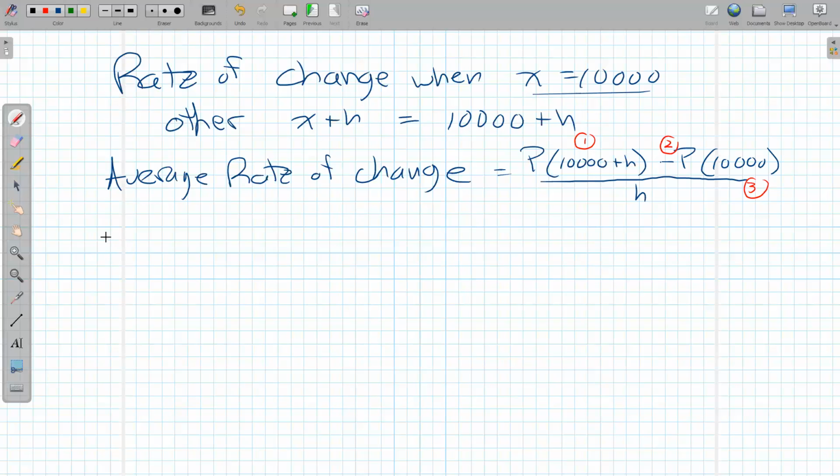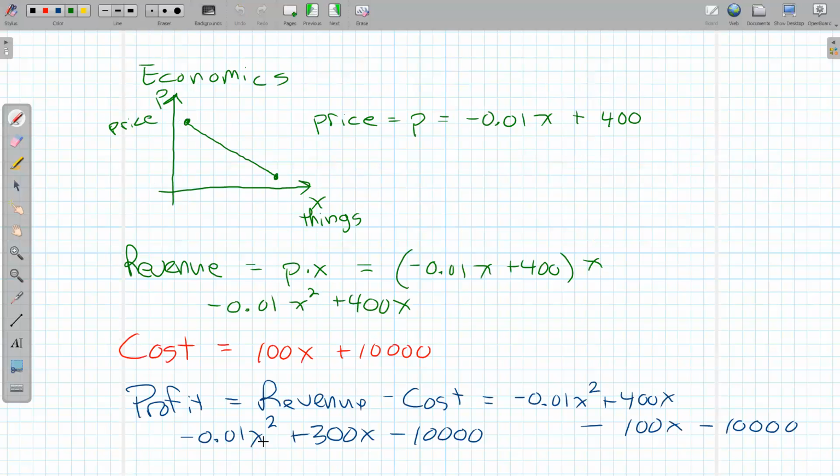So first step here, P of 10,000 plus H in parentheses is equal to negative 0.01 times parentheses instead of an X. And I think I need a bigger parentheses there. And then it was what, plus 300 parentheses and then minus 10,000. Let me make sure I got that right. So this function here is my profit function.